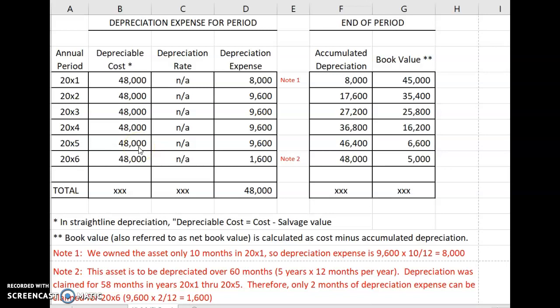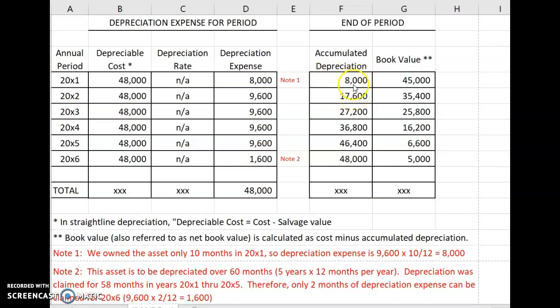I hope you did take the time to complete the schedule on your own and you're just now coming back to check your work. For 20X2, 3, 4, and 5, we used the asset for a full 12 months, so depreciation expense for each of those years is $9,600. For 20X6, as explained in this note here, we only had 2 months worth of depreciation left. At $800 a month, that's $1,600 for depreciation expense for X6.